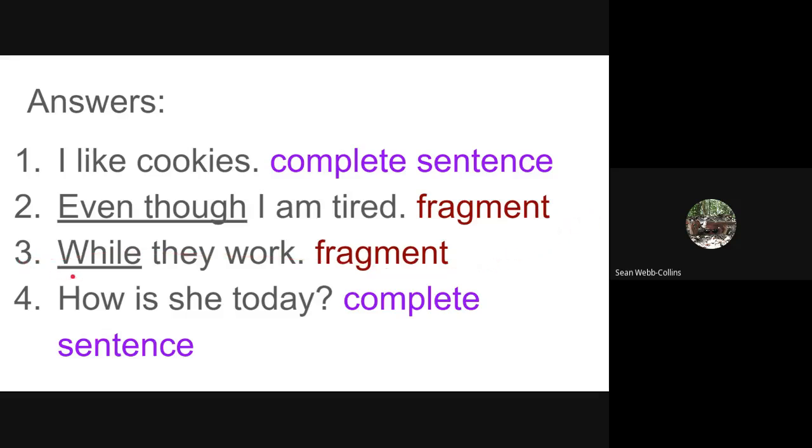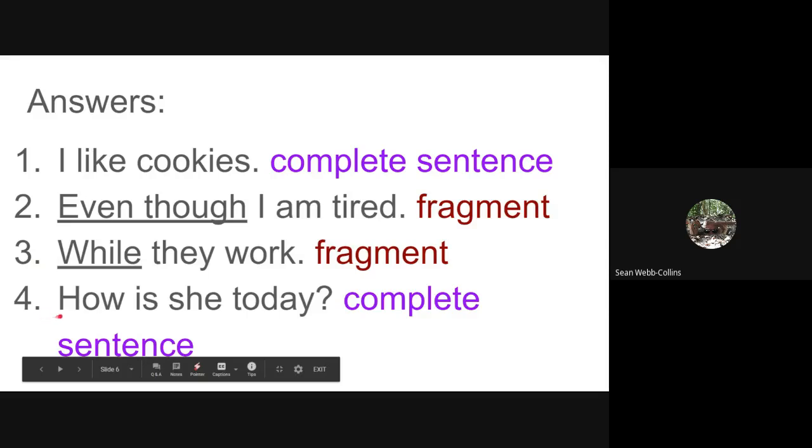Number 3, while they work. This again is a very clear sentence fragment. Why is that? Just as we mentioned for the previous sentence, this sentence only expresses half an idea. While they work, what? What happens while they work? While they work, I take a break. While they work, I have lunch, for example.